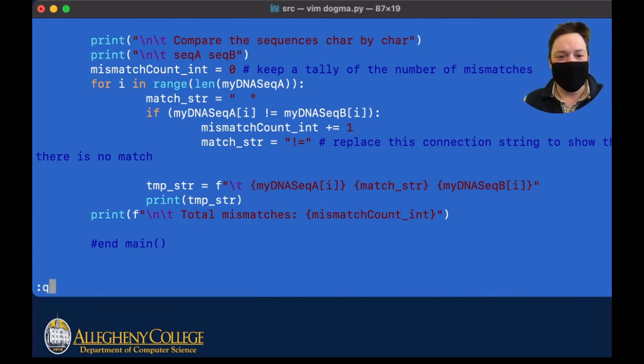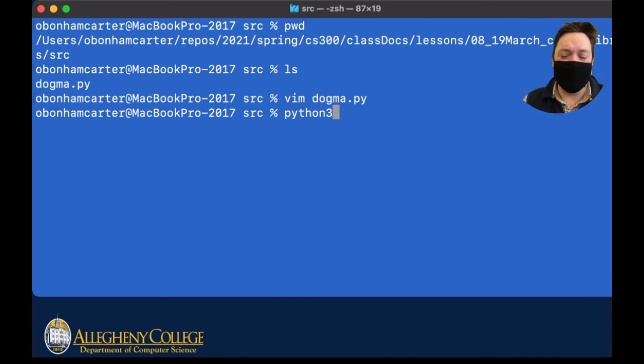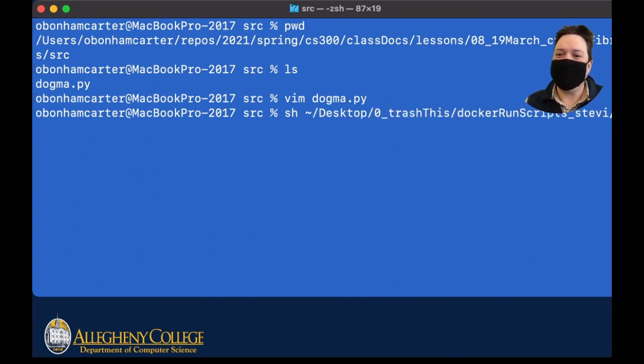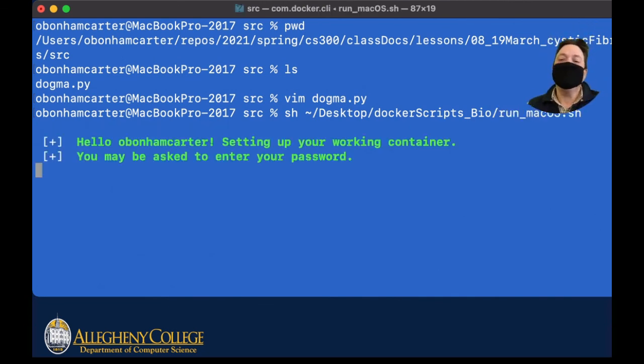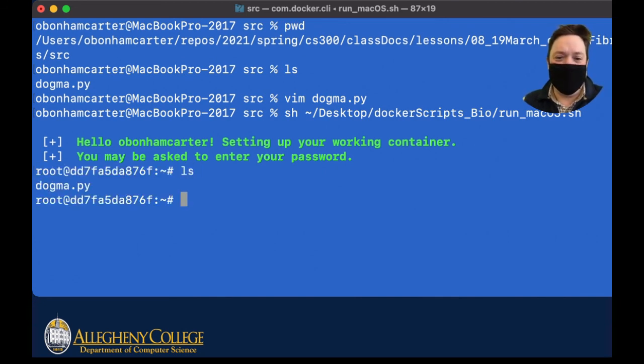You can run this by typing python3. Actually, I need to be in my Docker container first of all. What I have done is I put my files, oops, that's not it. It's in my Docker bio folder. There we go. I need to run my container. The container is up and running, and I can see my files. By the way, I'm using paths to get to my things here.